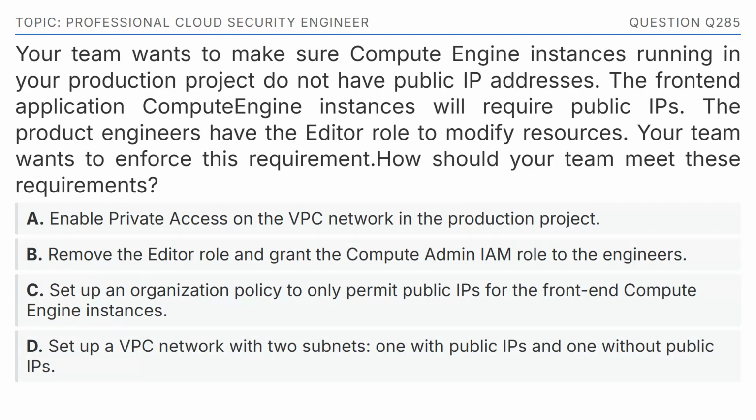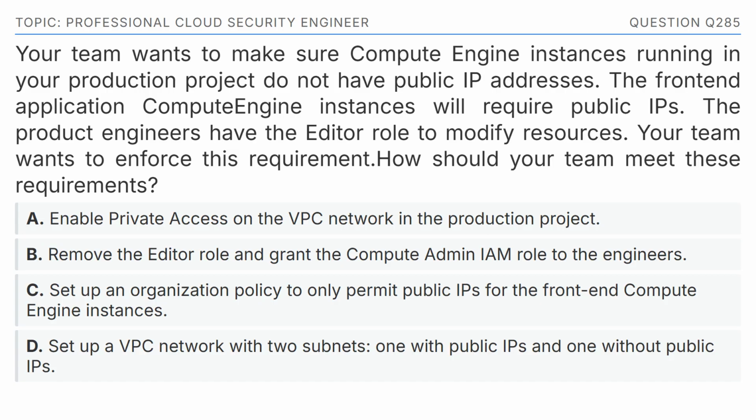Your team wants to make sure compute engine instances running in your production project do not have public IP addresses. The front-end application compute engine instances will require public IPs. The product engineers have the editor role to modify resources. Your team wants to enforce this requirement. How should your team meet these requirements?